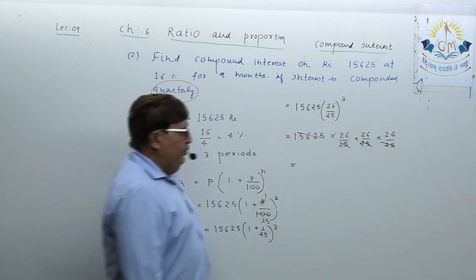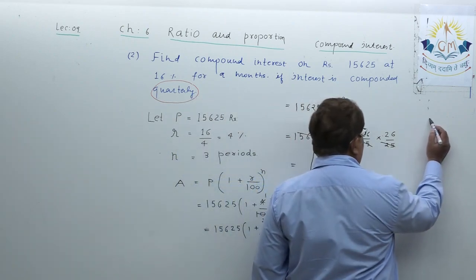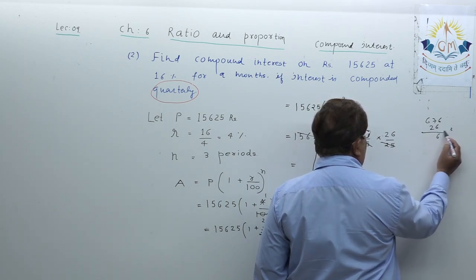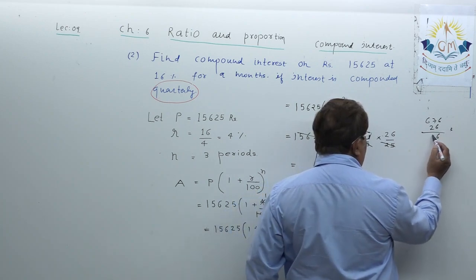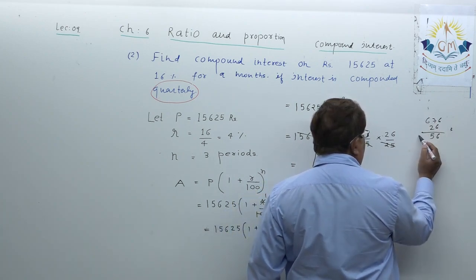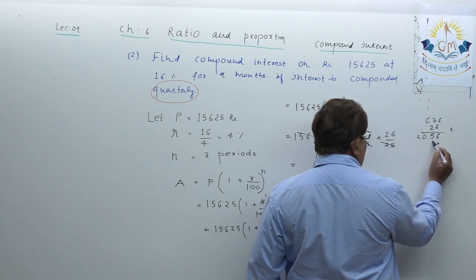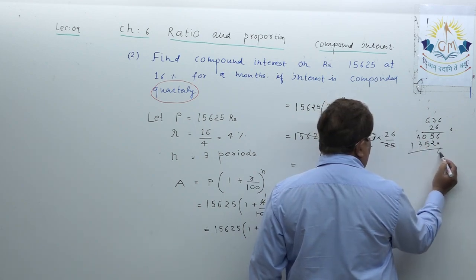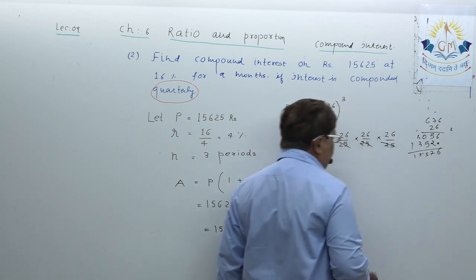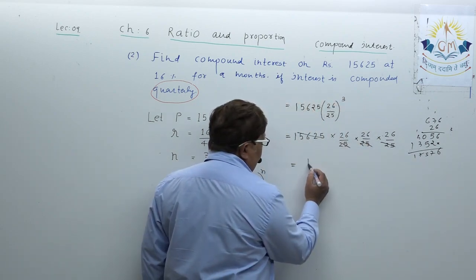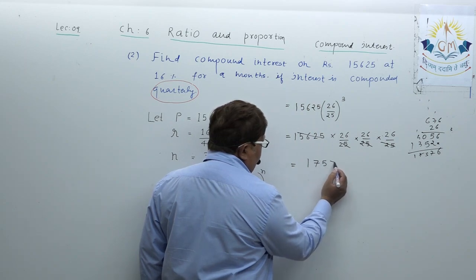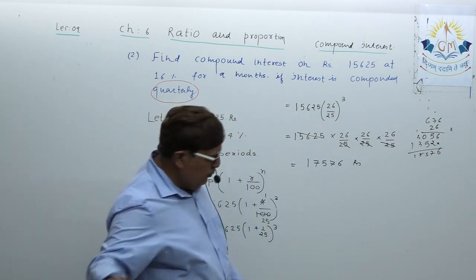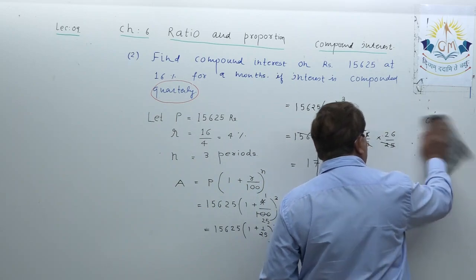26 into 26, dear students, 676. Just multiply with me into 26. 6 6 are 36, 3 carry. 6 7 are 42 plus 3, 45, 4 carry. Okay, 6 is a 36, 40. Okay, 2 6 are 12, 1 carry. Okay, 15, 1 carry, and 13. Okay, 6 7 5 1 7. You got the answer. It is 17576 rupees. This is what you got.